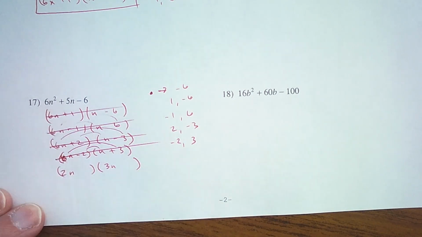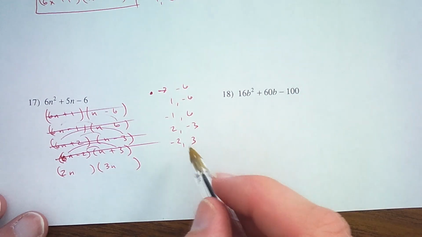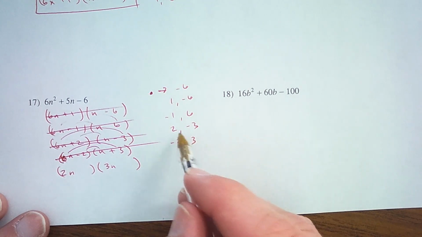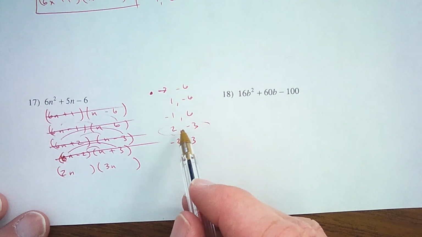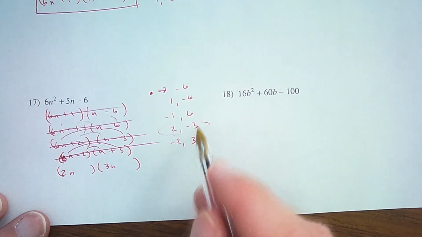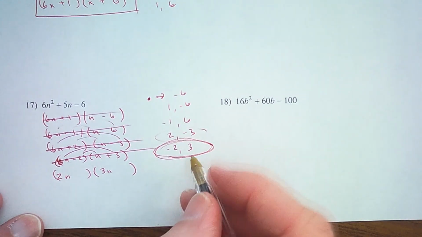Okay, so 2n times 3n is 6n squared. Okay, now how can we make this add up to 5? Maybe if we had a 9 minus 4. I think we can do a 9 minus 4 using this pair right here. So maybe not this pair. How about this pair? This might give me a 9 minus 4.